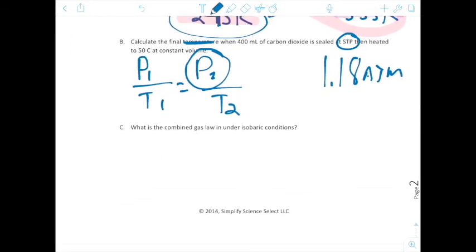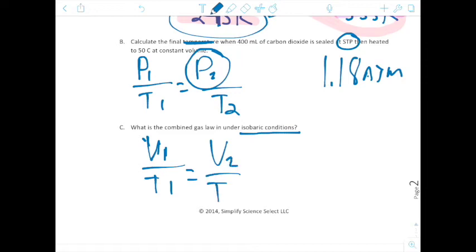C, what is the combined gas law under isobaric conditions? So isobaric means that it is a constant pressure. And remember, all you do is just erase pressure, and we get V1 all over T1 equals V2 all over T2.